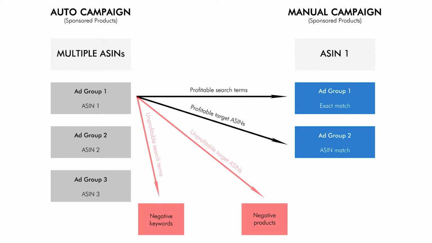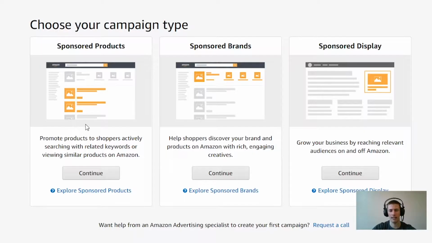Basically, you want to have an auto campaign to explore the market and find new profitable keywords and ASINs, and then you move these profitable search terms or target ASINs into a manual campaign that you use to actually monetize the investment. Let's start with the sponsored products. Sponsored products are basic campaigns. Every Amazon advertising account should have at least one auto campaign and one manual campaign.